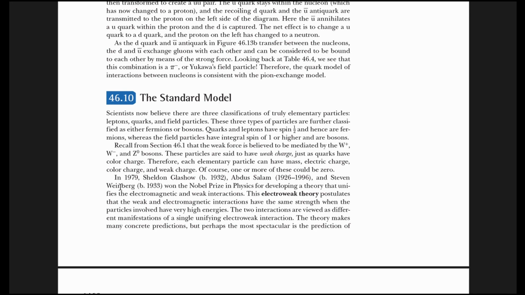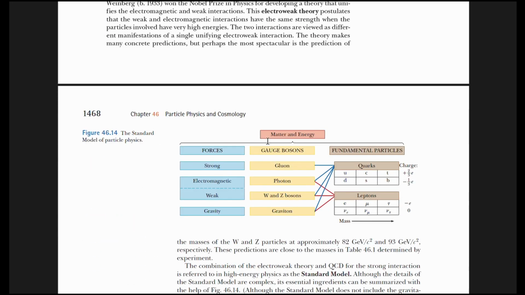Okay. In 1979, Sheldon Glashow, Abdus Salam, and Stephen Weinberg won the Nobel Prize in Physics for developing a theory that unifies the electromagnetic and weak interactions. This electroweak theory postulates that the weak and electromagnetic interactions have the same strength when the particles involved have very high energies. Okay, let's move through.